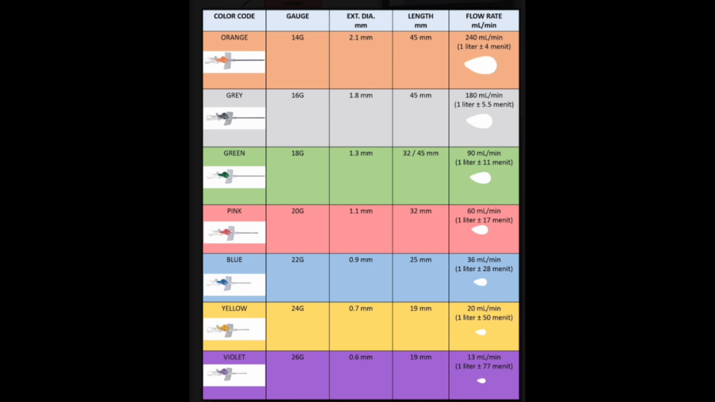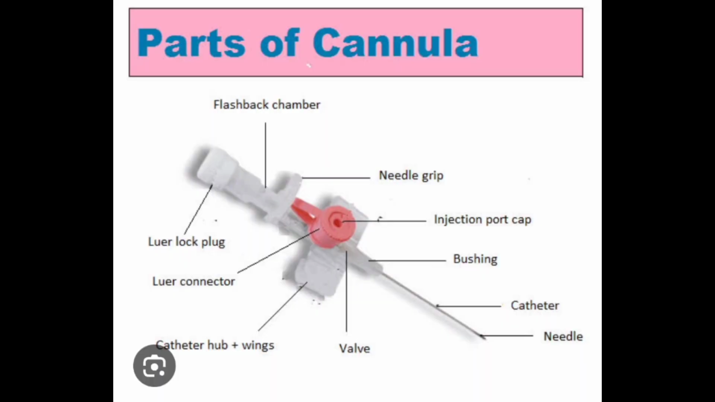This is all about the IV cannula, the gauge size, the uses and the color coding is very important. These are the parts of IV cannula. The most important that you will have to remember is the flashback chamber, the needle and the valve and the color coding.